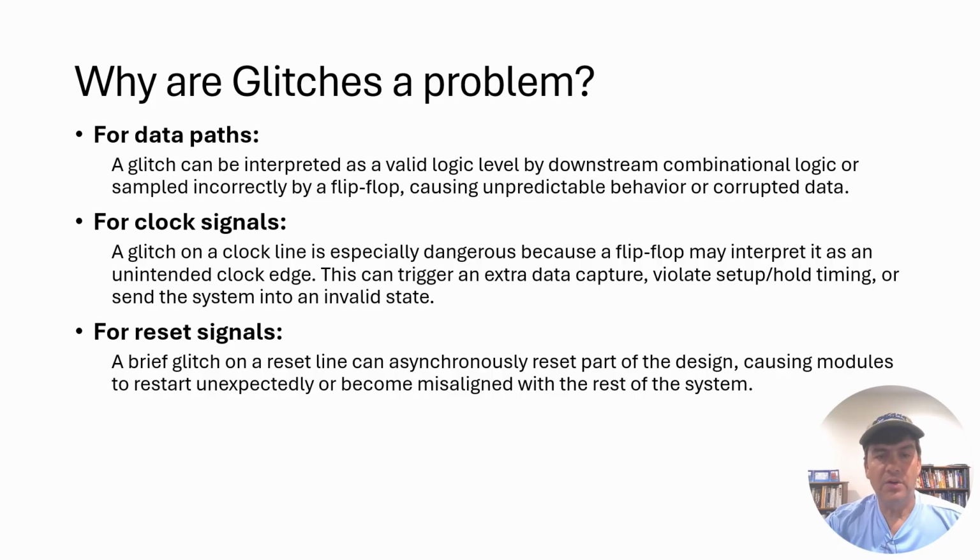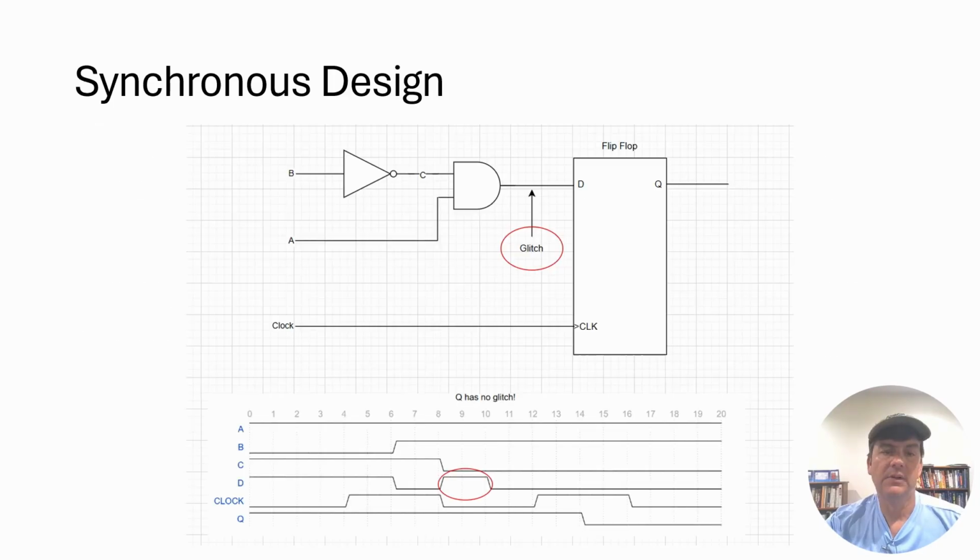Even very small glitches, sometimes only a fraction of a nanosecond, can be interpreted as meaningful events by flip-flops or asynchronous logic, leading to errors that are difficult to debug.